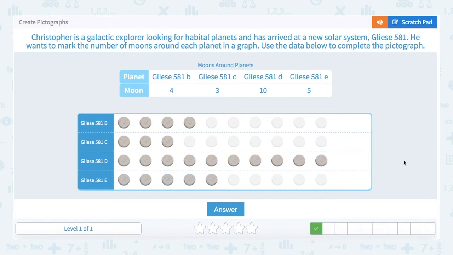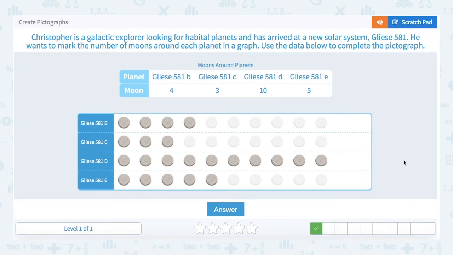So what this pictograph tells us is that 581D by far has the most moons. In fact, it has twice as many as the planet with the second most moons, 581E. And we can also see that 581B, C, and E have pretty similar numbers of moons at 3, 4, and 5.